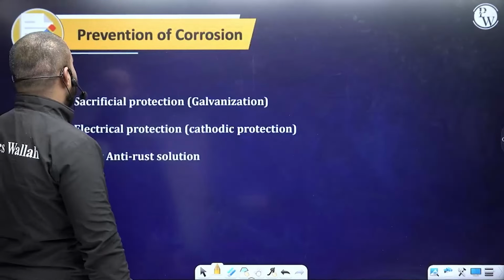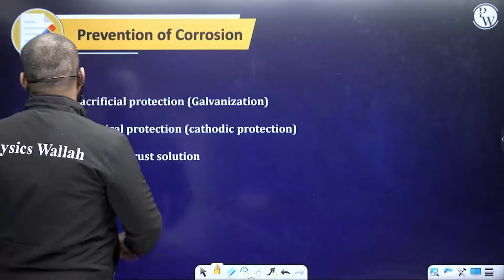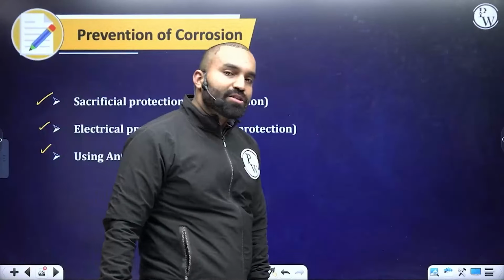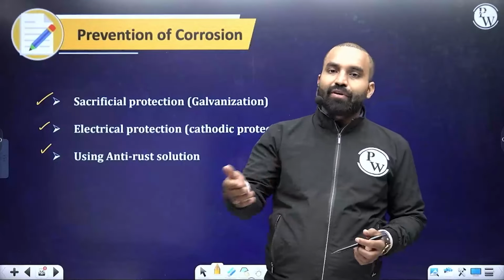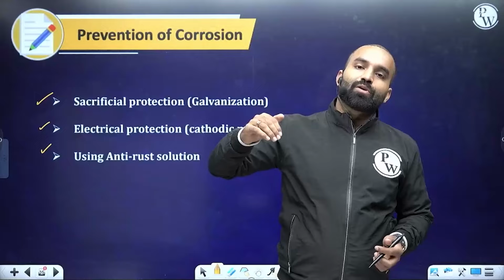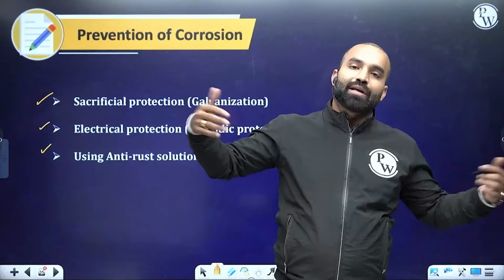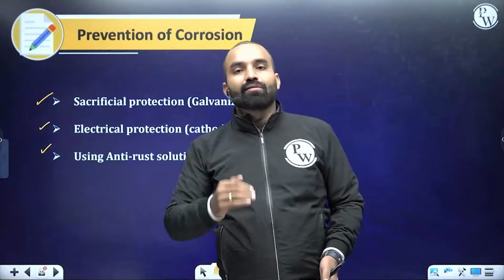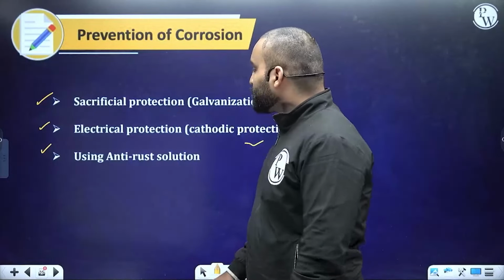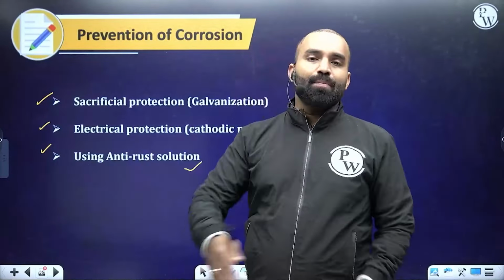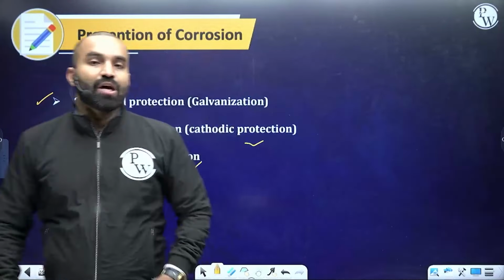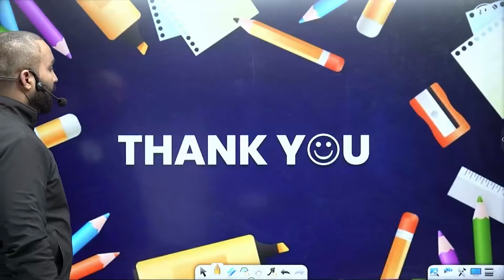Now, how to prevent the corrosion? There are three ways. One is called sacrificial protection by using the galvanization process. You can coat that metal with an even more electropositive metal so that first that electropositive metal comes in contact with the air and moisture and gets sacrificed, and the covered one at the bottom remains safe. Second one, the cathodic protection or using anti-rust solution. Generally, we paint so that the contact between the material and air and moisture is cut down to a great extent. That's all for today, guys.